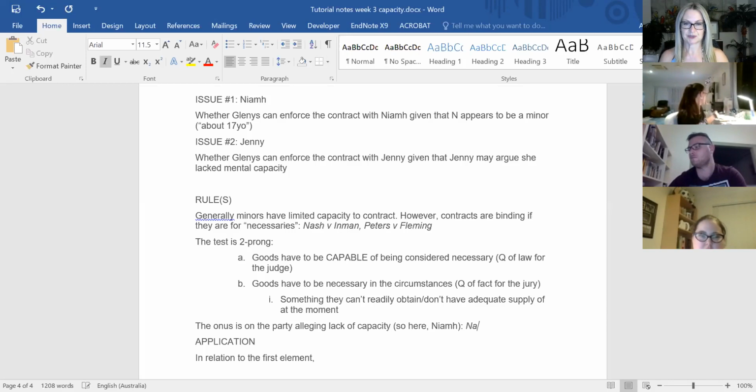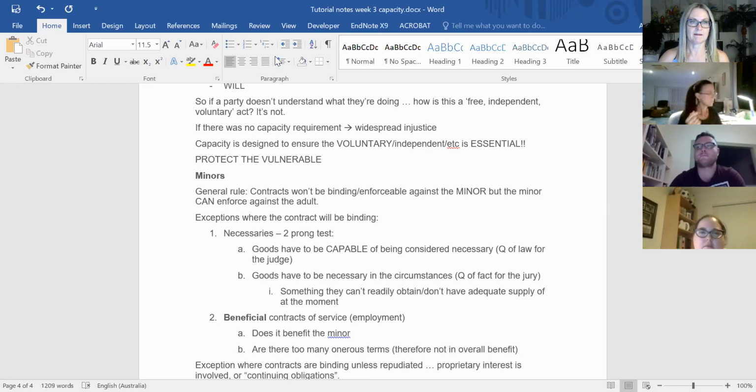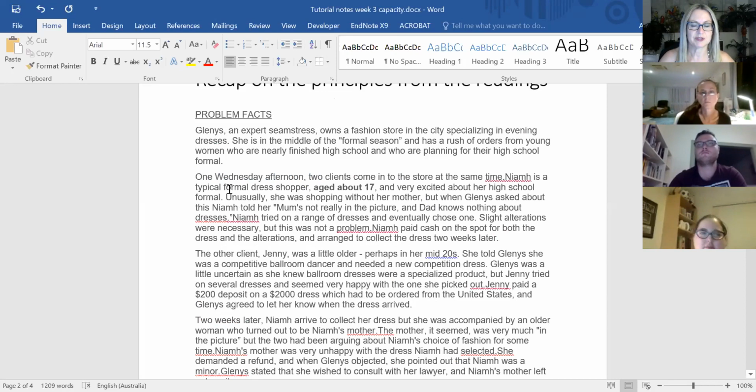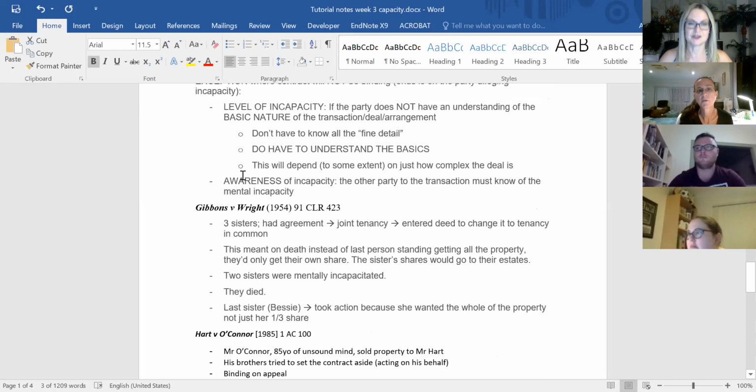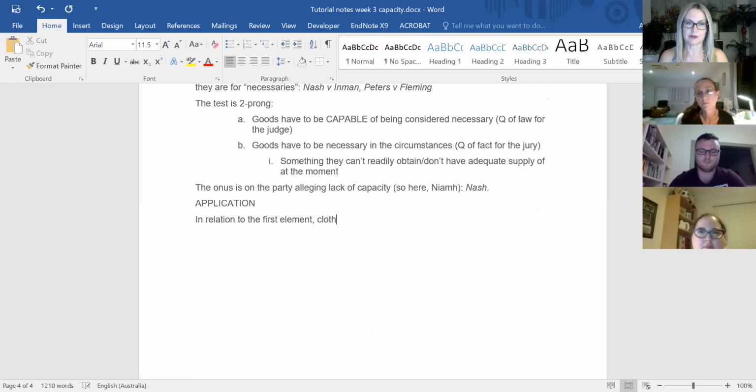Okay, so in relation to the first element, what were the goods that were sold? Are they capable of being, what was it? Dress for a formal. Clothes are capable. Clothes are capable of being a necessity. Yeah. But I guess in general it is, but whether it's an actual formal dress. Yes. As a question of law, clothes are generally capable of being a necessity.